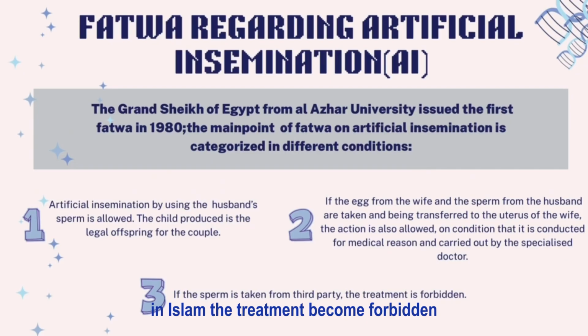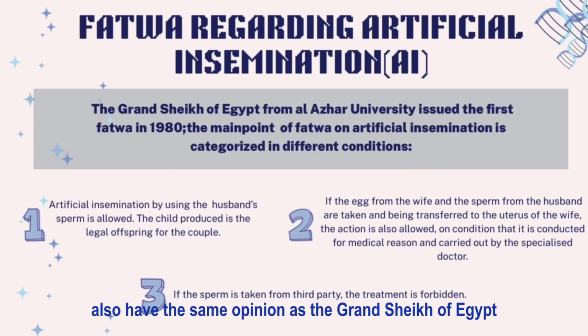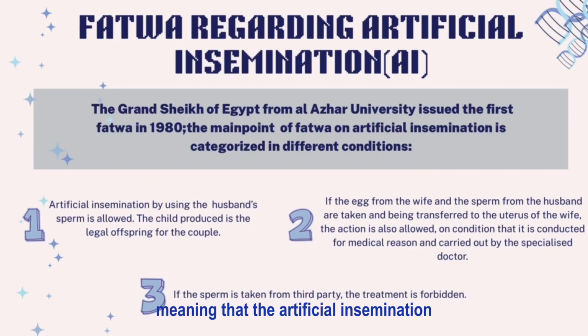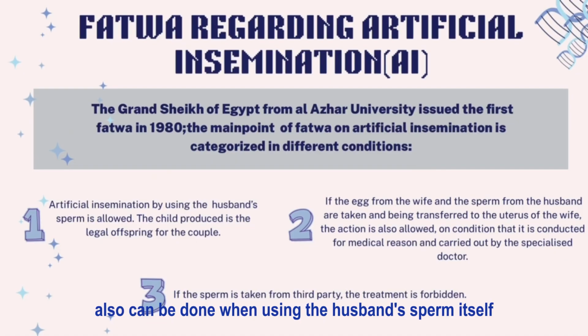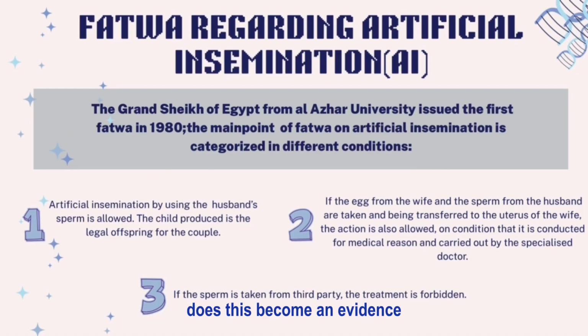Thus, in Islam, the treatment becomes forbidden. In addition, Muhammad Ibn Salih Al-Uthaymin, a renowned Islamic scholar from Saudi Arabia, also has the same opinion as the Grand Sheikh of Egypt, meaning that artificial insemination also can be done when using the husband's sperm itself. Thus, this becomes evidence for Muslims to use the treatment.